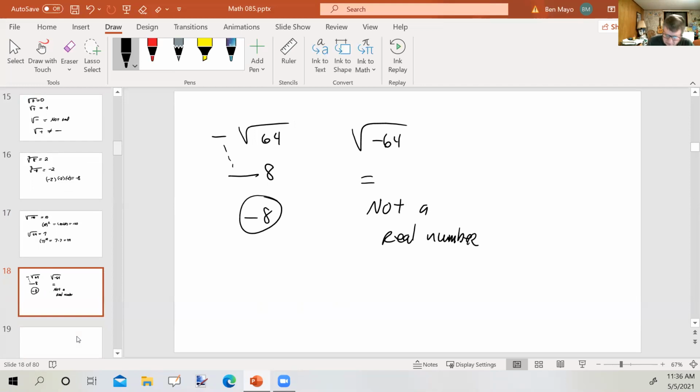So it's important as to where the location of that negative sign is. Okay. All right.